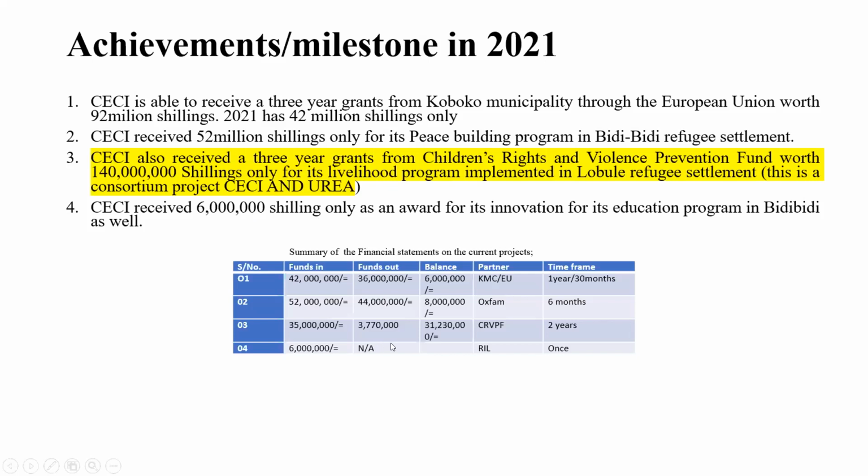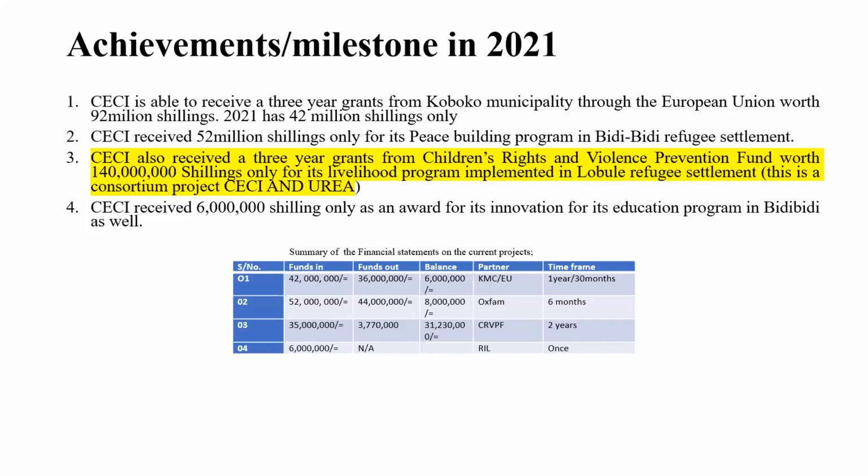So we have made a breakdown, a summary of the financial statements on the current projects, which you can see there. We realized that the EU-funded project runs for 3 years, and we have exhausted 1 year, and we still have funds to carry forward for 2 years. For the peace building, you see the 52 million. It is a 6 months project, but we are left with only 8 million to be spent for this year.